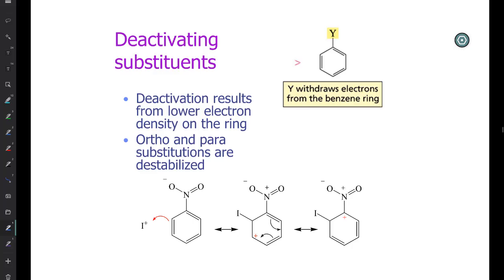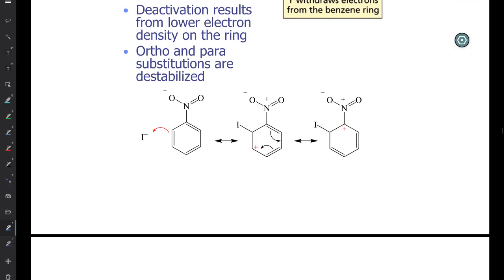So deactivating substituents lower the electron density on the ring, and they also destabilize any additions that are made in the ortho and para positions. I've given an example here: trying to put iodine in the ortho position puts a positive charge at this carbon, which delocalized by resonance puts the positive charge next to the electron withdrawing group. So in general, this type of situation is unstable, and as a result, the intermediate is higher in energy, and this particular product is slower to make.